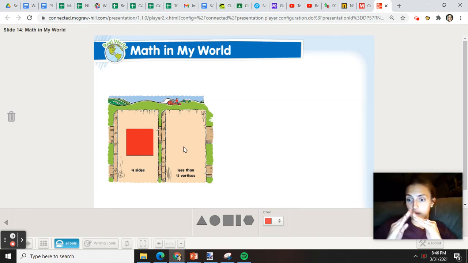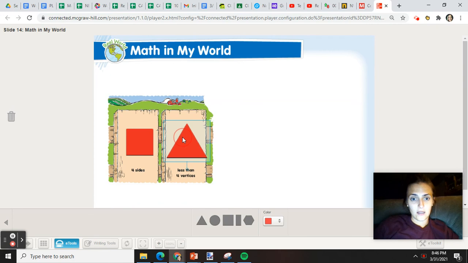Remember, vertices are the corners. And I'm going to plop in my triangle. And I have 3 vertices. So 3 vertices is less than 4. So that works.